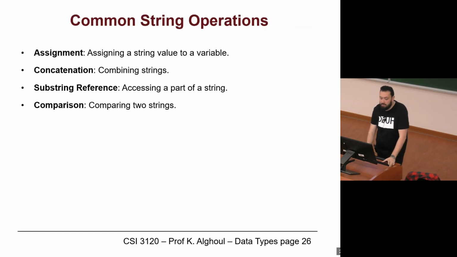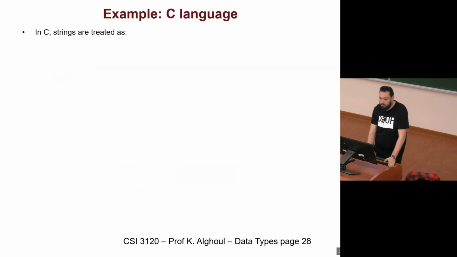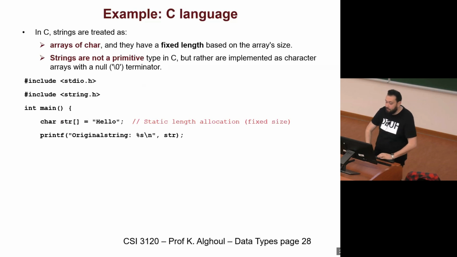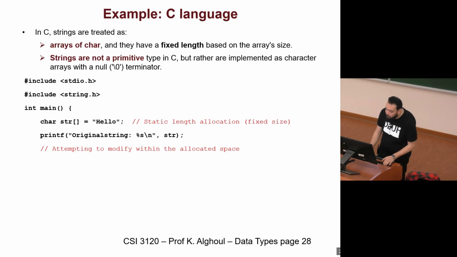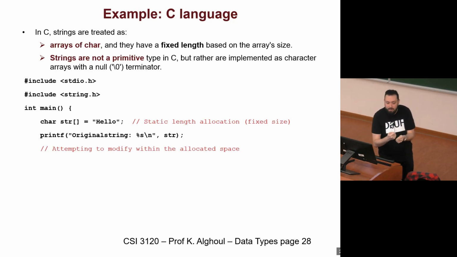And then we talked about, as I said, primitive, not primitive. And then we wanted to give this example of the C language. We said, okay, in C, strings are treated as an array of characters, and they have fixed length based on the array size. For example, what's going to happen here if I attempt to modify within the allocated space, what's going to happen, if you remember? We talked about that there is an issue in C, and that's why there is usually a learning curve.